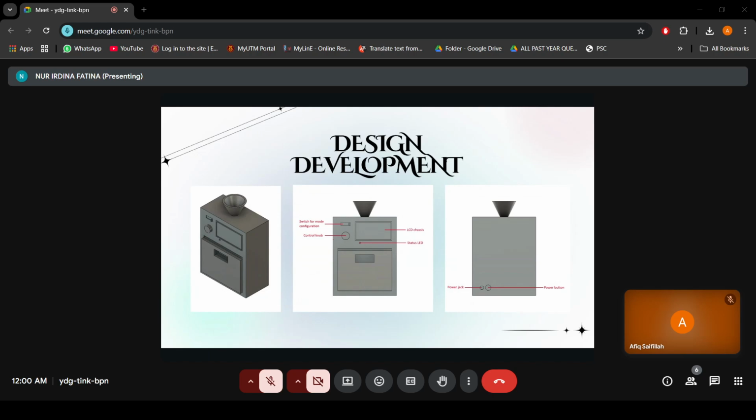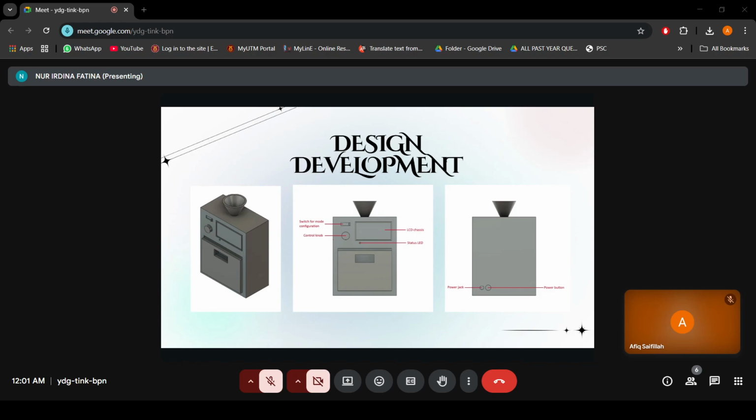Okay, so as you can see here, there are three views of the prototype of this machine. Basically, we designed this prototype using CAD software, which is Fusion 360 provided by Autodesk. By taking a look at the left design, which is the isometric view, at the top of the machine we can see that there is a nozzle. That is where the unfiltered cooking oil goes in, and then it goes through the filtration process and ends up in the storage tank, which will contain the clean oil.